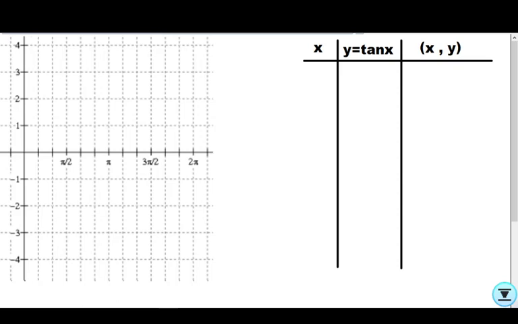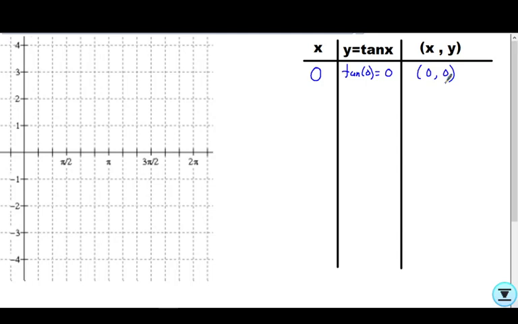Just like sine and cosine, there are values like the square root of 3 over 3 for tangent that we're not going to be able to use, because they're in between numbers. So just like sine and cosine, for tangent we're going to start at 0. When x is 0, what's tangent at 0? Well, that's 0.